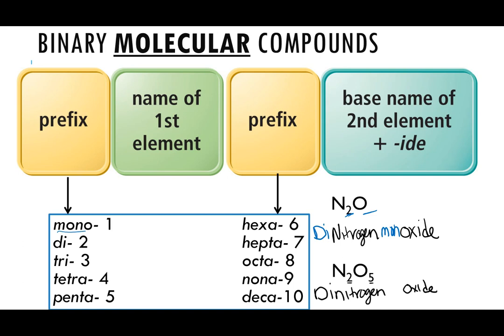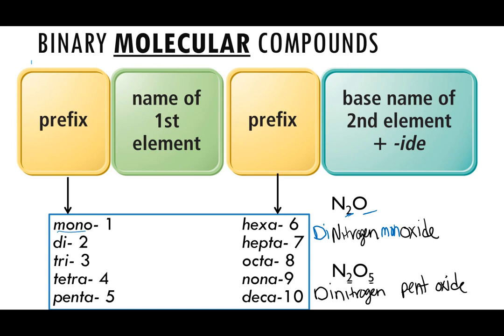And this time we've got 5 oxygens. So that's going to be pent. I got to move this over because I didn't leave enough spot. Okay. So again, I see a double vowel, and that's a lot to handle. So we wouldn't say pentaoxide. We typically just say pentoxide. Okay. So dinitrogen pentoxide.